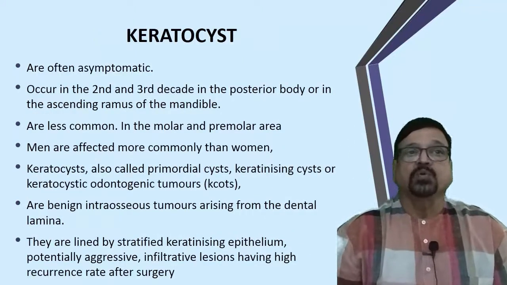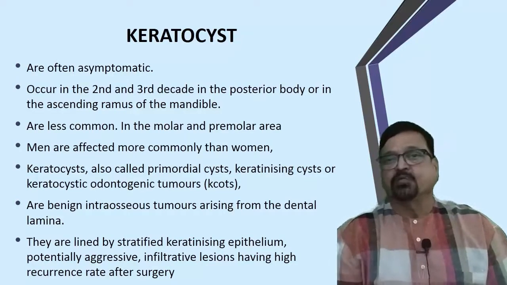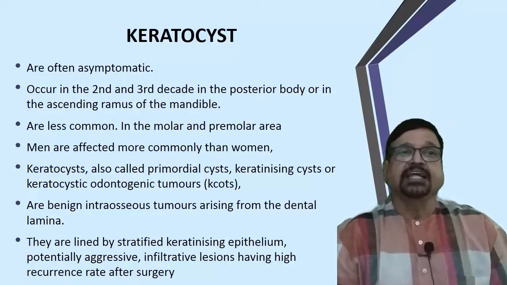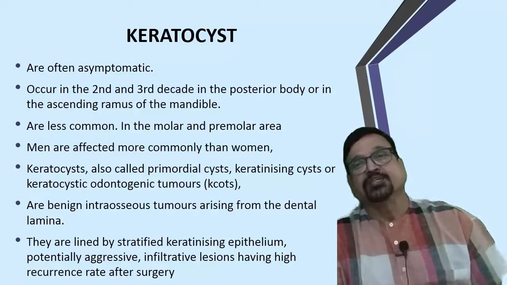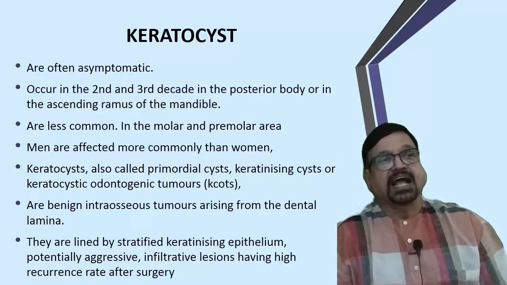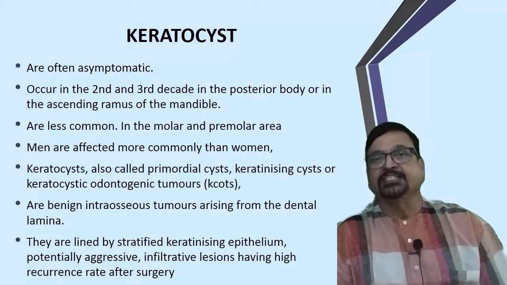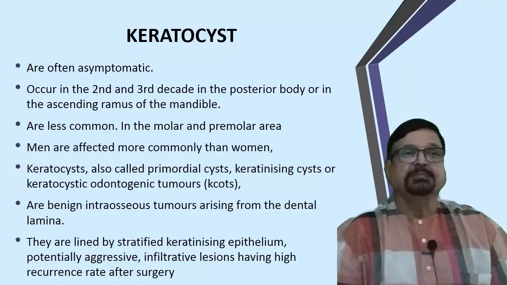Now keratocyst. Keratocysts are often asymptomatic. Now, till now what we are seeing, most of them are asymptomatic. These occur in second and third decade in the posterior body or in the ascending ramus of mandible. So this is the common location. It's not as common in the molar and premolar area. These two areas, it is not common. Males are affected more than women.